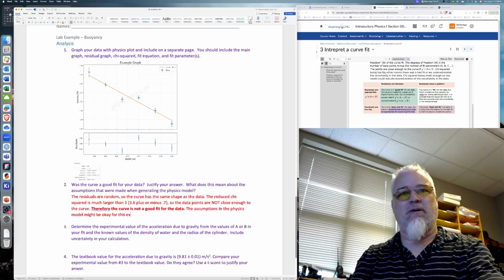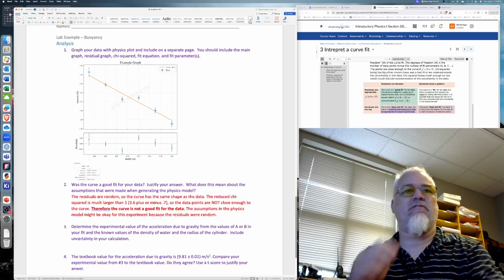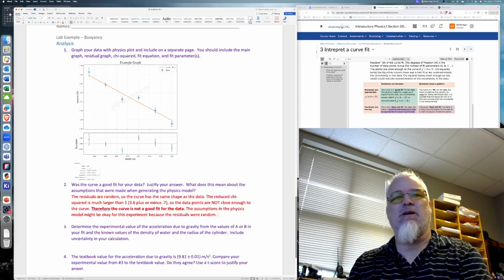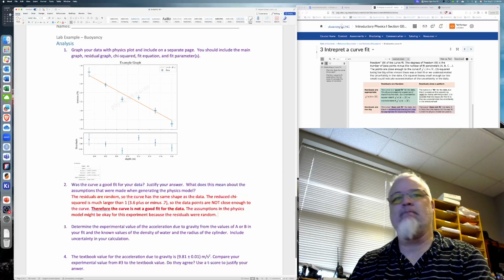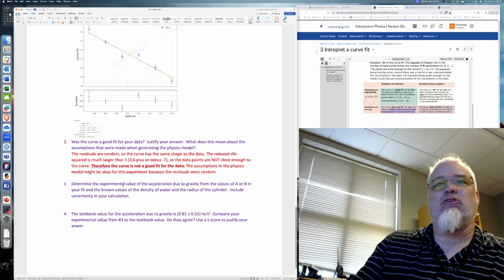For this experiment, the assumptions for the physics model might be okay because the residuals were random. Okay, determine the value of the acceleration due to gravity from the values of A or B in your fit, and the known values of the density of water and the radius of the cylinder. Include uncertainty in your calculation.